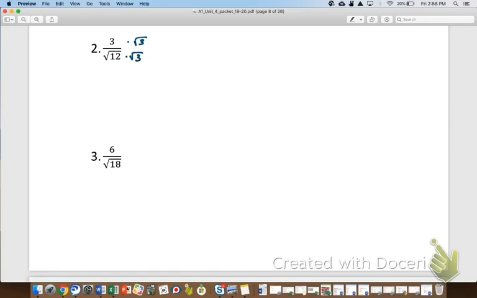So see if you guys can take what Sydney did here on number 2, see if you can finish it, and then see if you can apply the same sort of thinking to number 3. Okay? Stop.